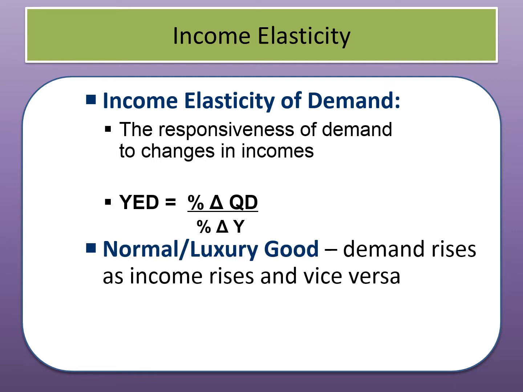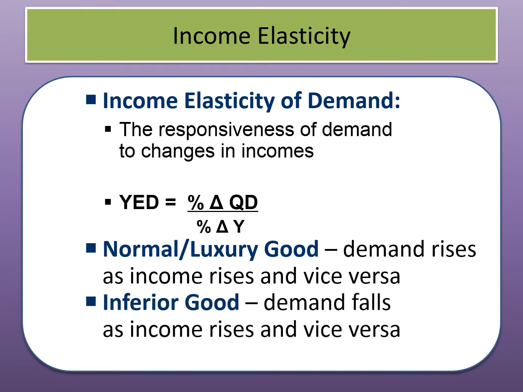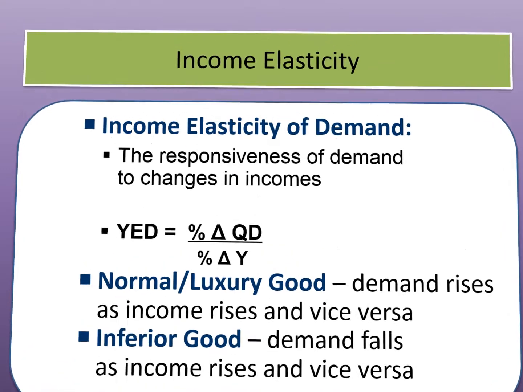Now we look at two things here. Is the good going to be a normal or luxury good, where demand rises as income rises? So the more your income goes up, the more product you will buy. Or is it an inferior good, where demand falls as income rises? So the better income you get, the less of the product you buy, and vice versa. If your income falls, you'll buy more of it.